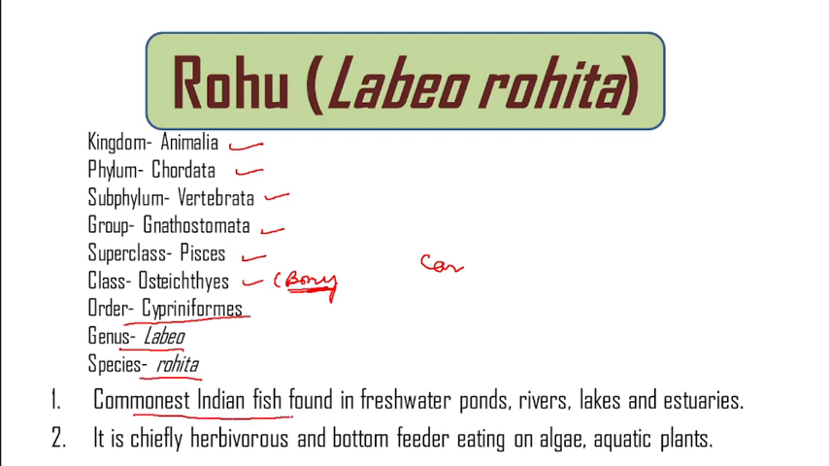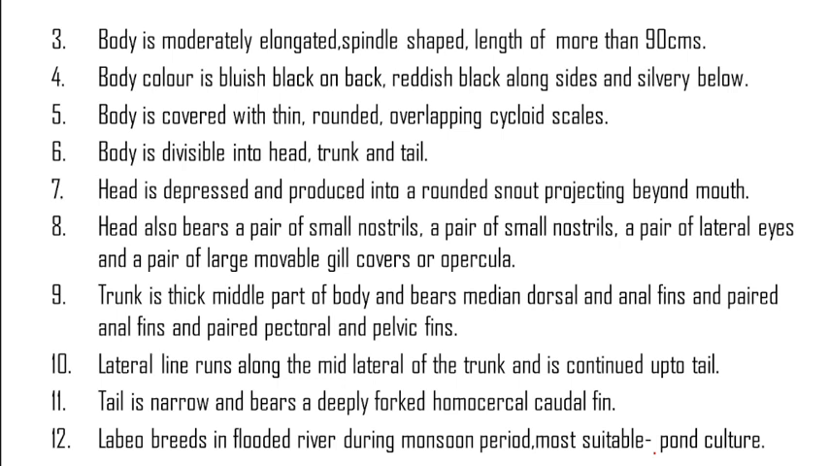It is the commonest Indian fish found in freshwater ponds, rivers, lakes, and estuaries. It is chiefly herbivorous and a bottom feeder, eating algae and aquatic plants. Body is moderately elongated, spindle shaped, length of more than 90 centimeter. Body color is bluish black on back, reddish black along sides and silvery below. Body is covered with thin, rounded, overlapping cycloid scales.